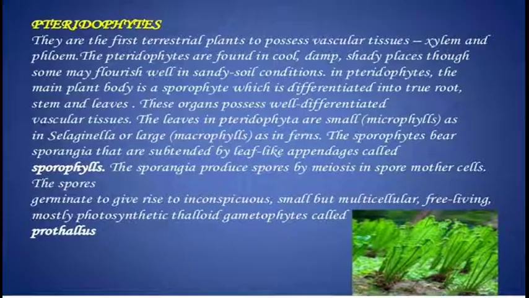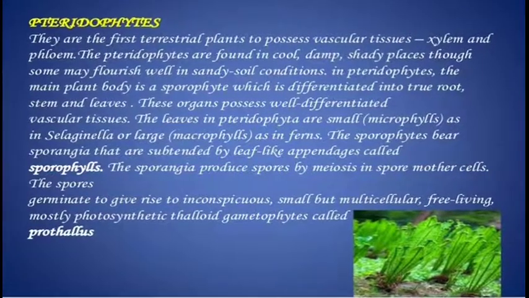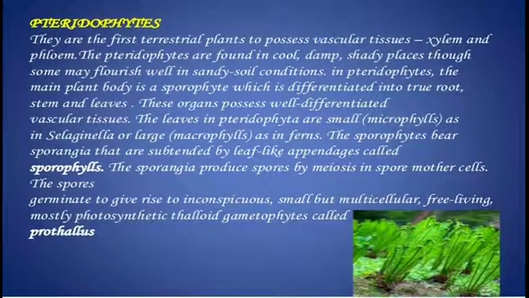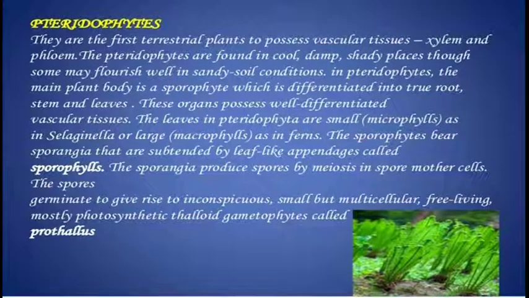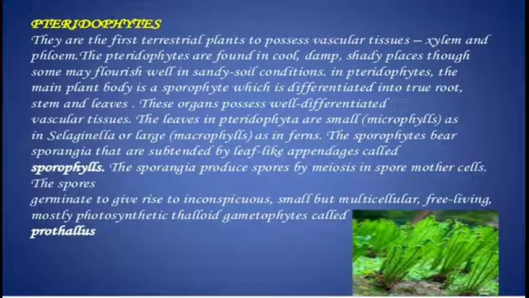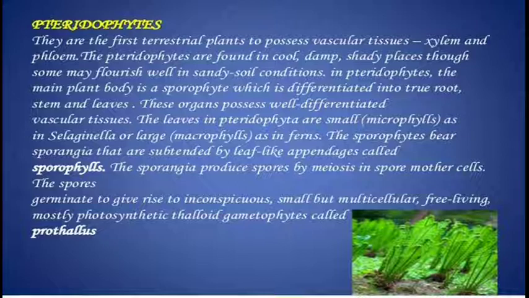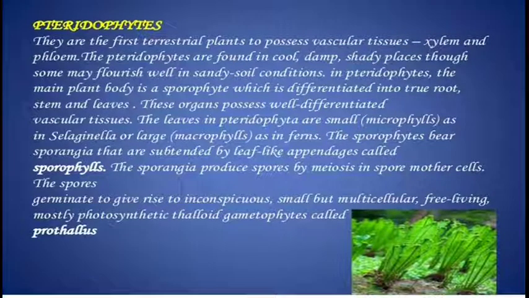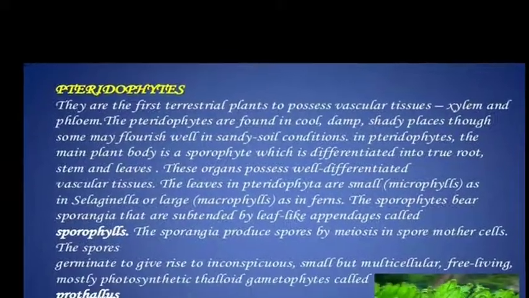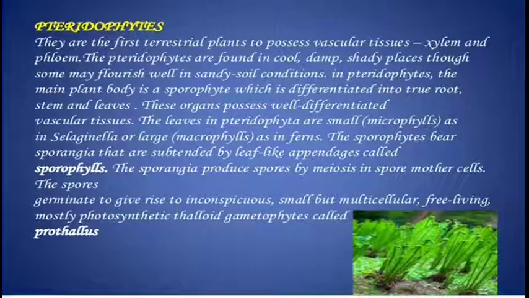Now pteridophytes. They are the first terrestrial plants to possess vascular tissues, xylem and phloem. The pteridophytes are found in cool, damp, shady places, though some may flourish well in sandy soil conditions. In pteridophytes, the main plant body is a sporophyte, which is differentiated into root, stem, and leaf. These organs possess well differentiated vascular tissues.